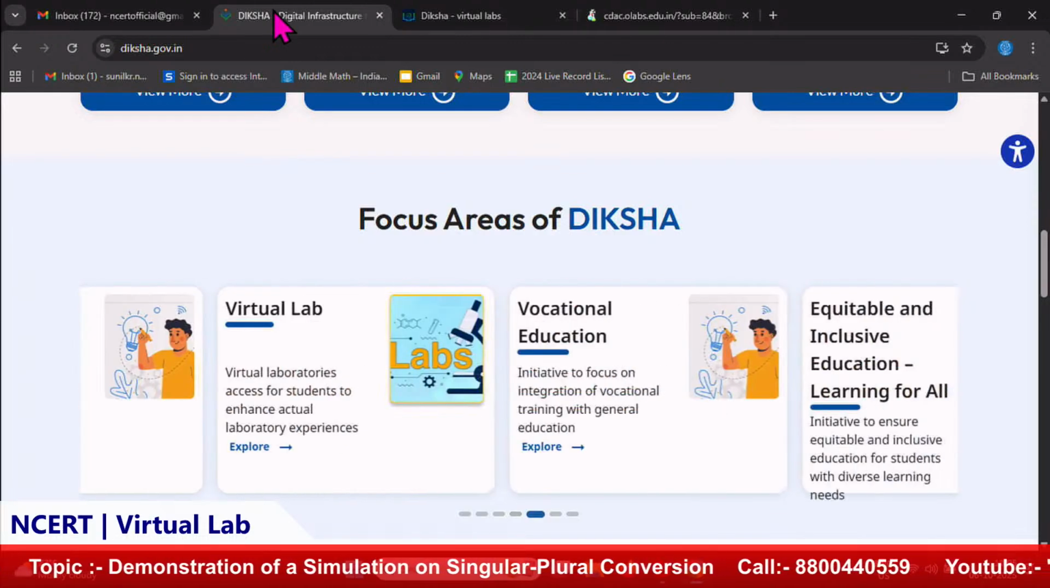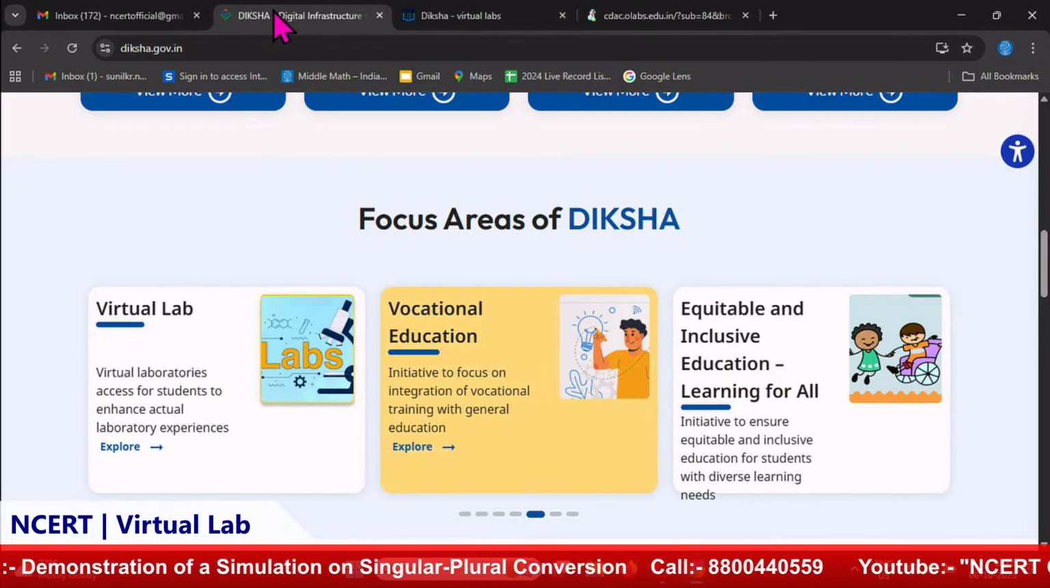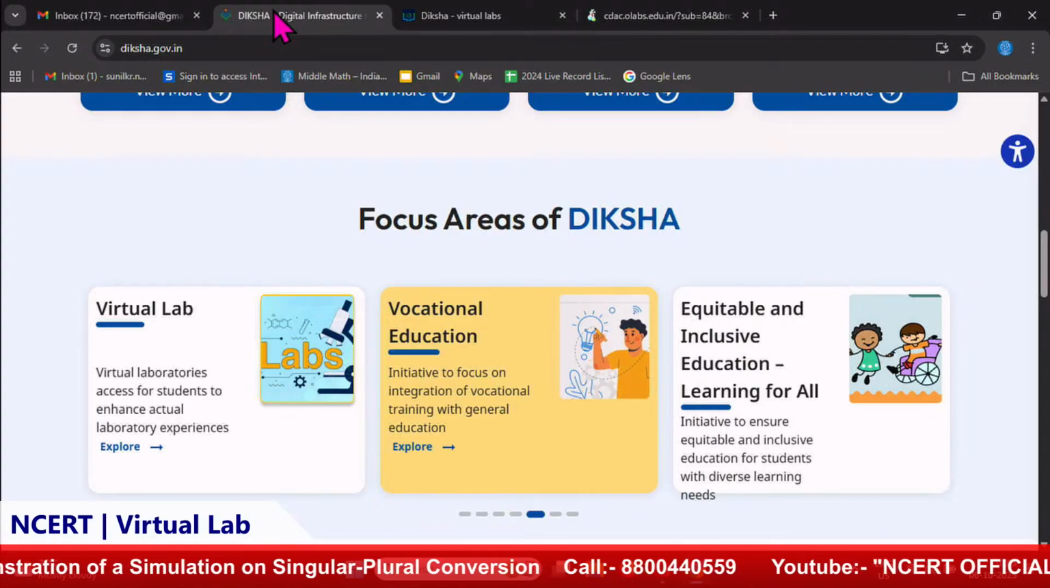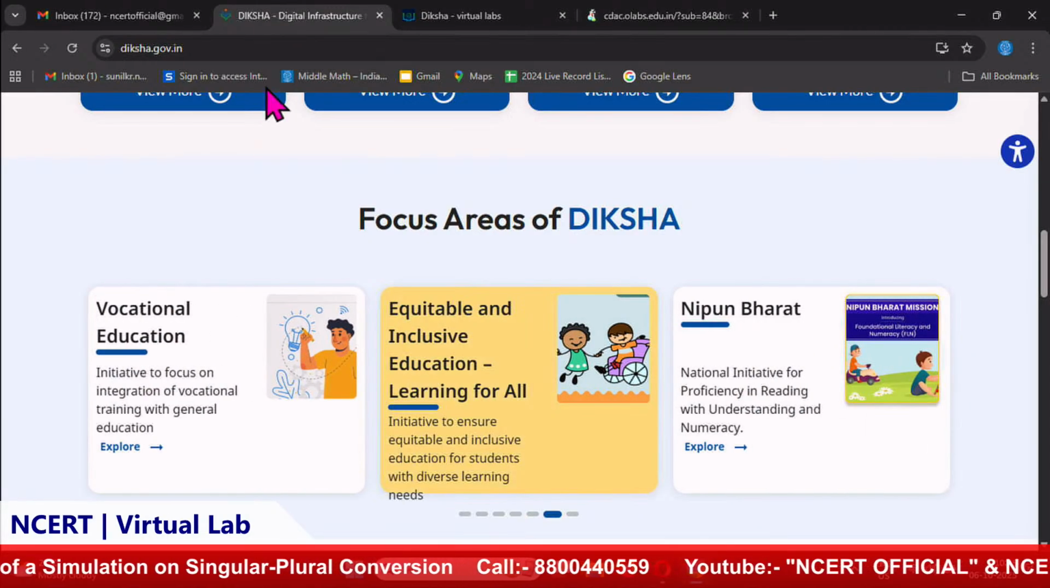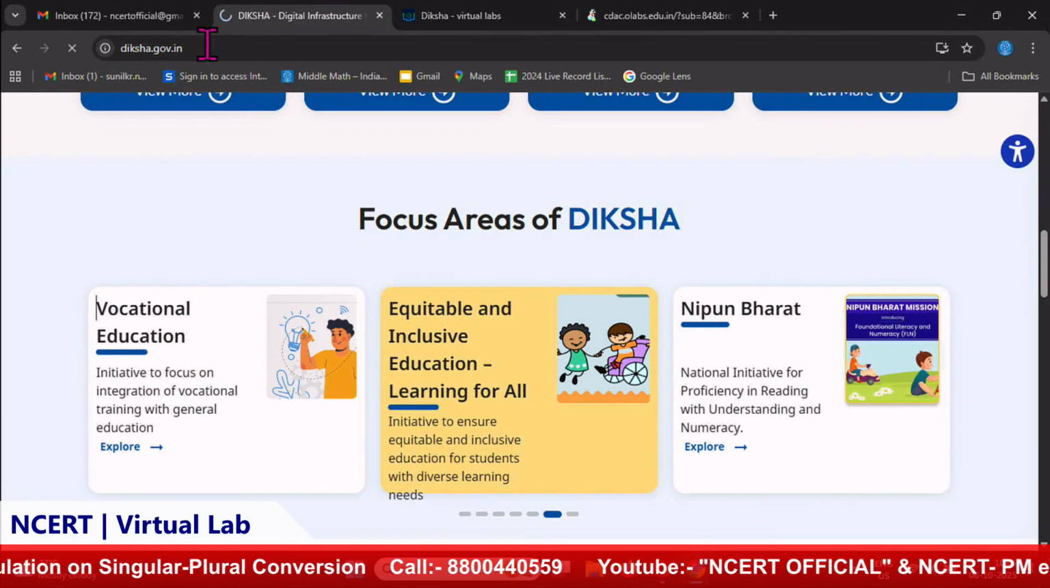So first of all, we go to diksha.gov.in, as you can see on your screen.